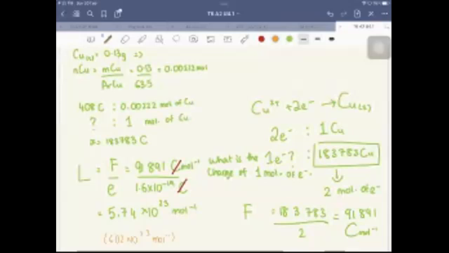Okay, I'll zoom this out for you, and then we will work out, we'll go through together the next example.